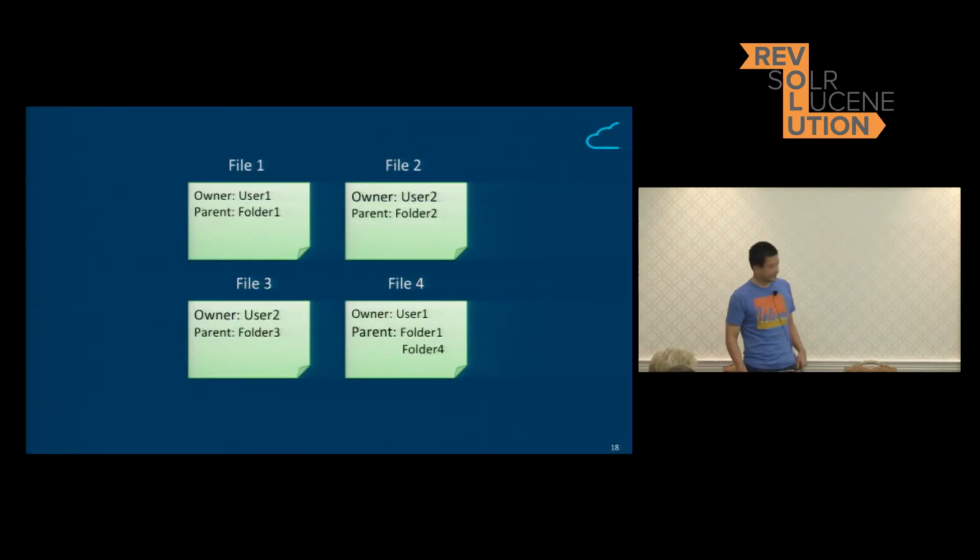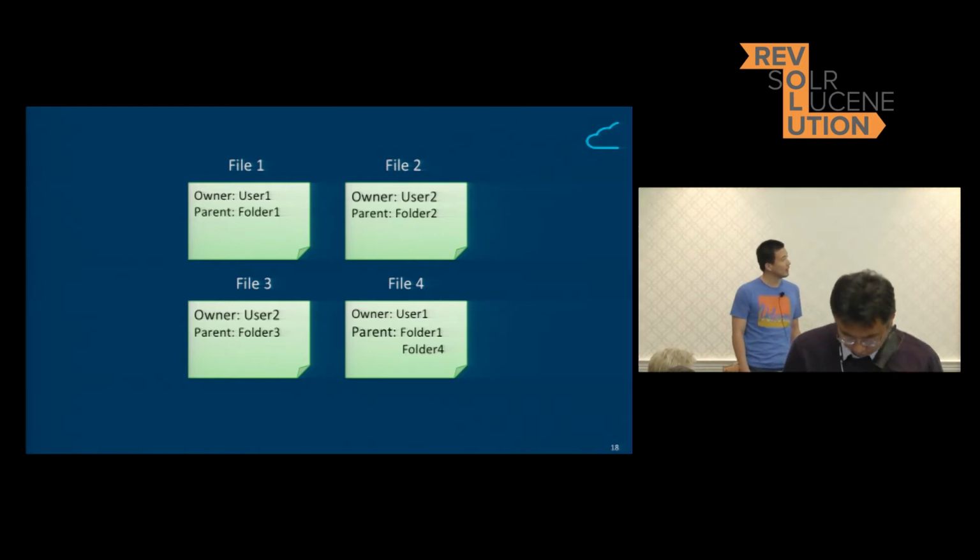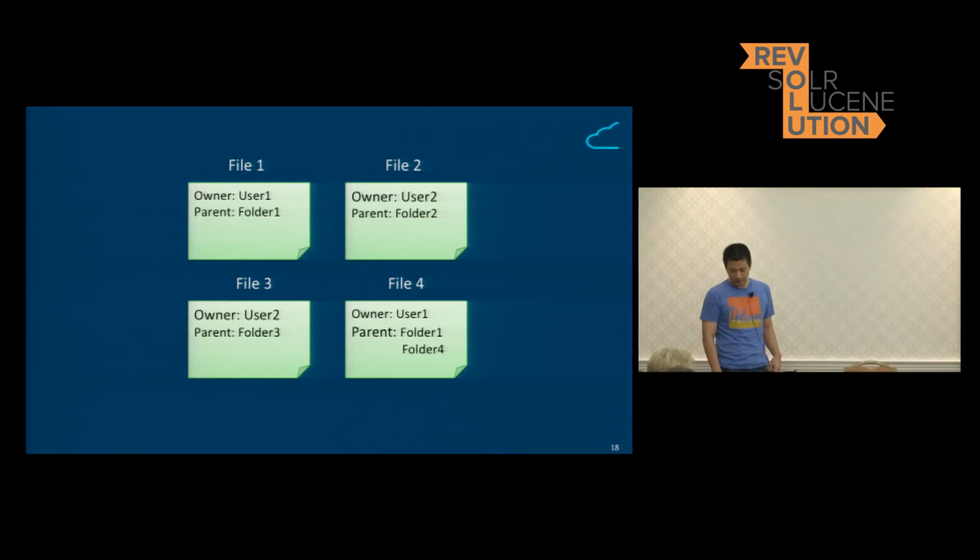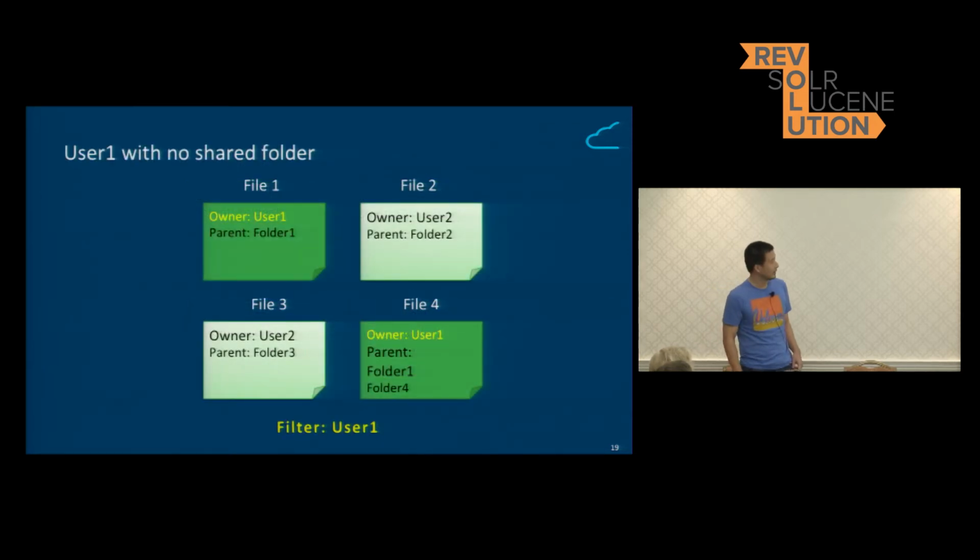So this is an example Solr index. It has 4 files, which belong to 2 users in this case, and they are in different folders, as we can see here. So now imagine user 1 comes in and wants to do a search. Assume user 1 is a new hire, and doesn't have any shared folders from other users. So the search scope of user 1 is very simple. It basically is whatever file is under the ownership of user 1.